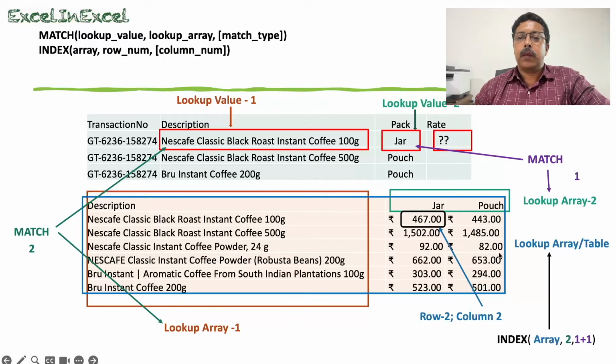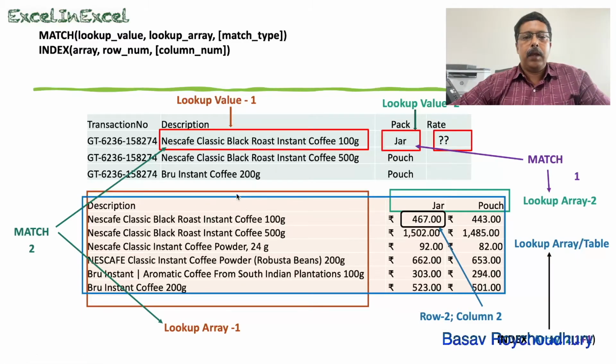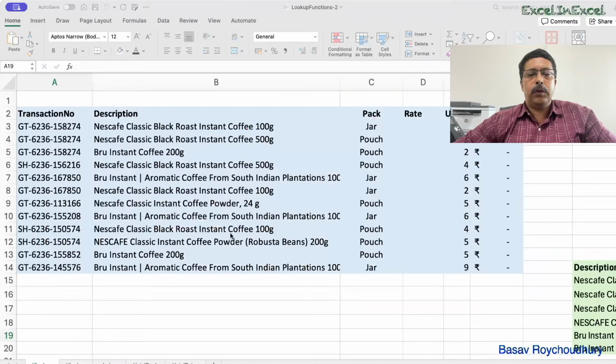Do note that if instead of jar it was a pouch, the MATCH would have returned a 2, and 2 plus 1 would have resulted in 3. So in case of INDEX, we would return in the array 2 comma 3, which would have been this 443, and we would have got the correct result. So let's move to Excel and let's see how that can be done.